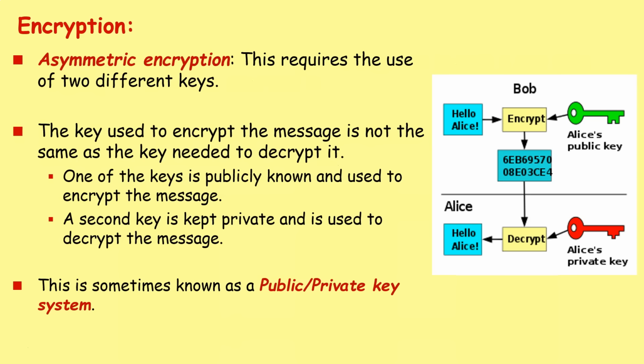Asymmetric encryption, however, requires the use of two different keys. This makes it much better for use across something like the internet, where two computers cannot meet and securely exchange keys. The key used to encrypt the message in this case is not the same as the key needed to decrypt it. One of the keys is publicly known and is used to encrypt messages. A second key is kept private and is used to decrypt the message. If you have the scrambled ciphertext and you have the encryption key, you cannot decrypt it. You can only decrypt it if you have the private key. This is sometimes known as a public-private key system.